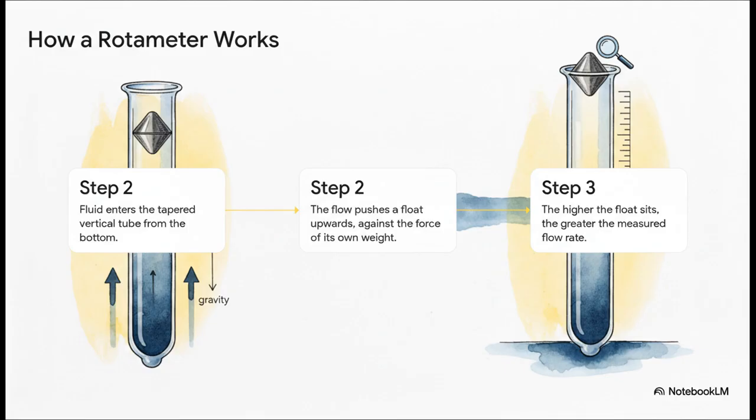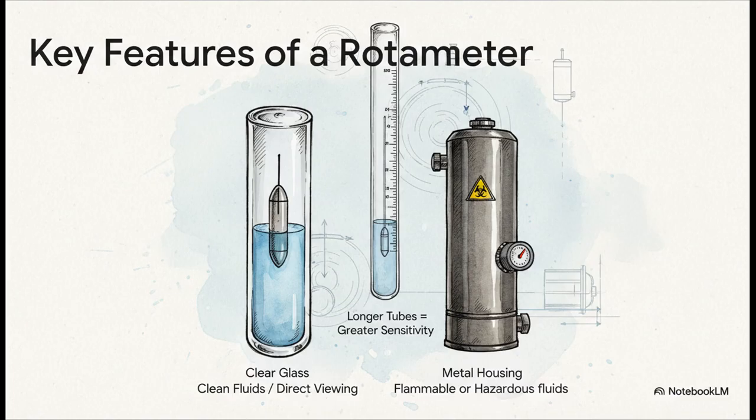And the classic example of this, the one you've probably seen in a lab somewhere, is the rotameter. It's exactly what we just described. Fluid comes in the bottom of that tapered tube, it pushes the float up, and the float just hangs there, suspended in the flow, fighting against gravity. You just look at the side of the tube and read the measurement. It's brilliant.